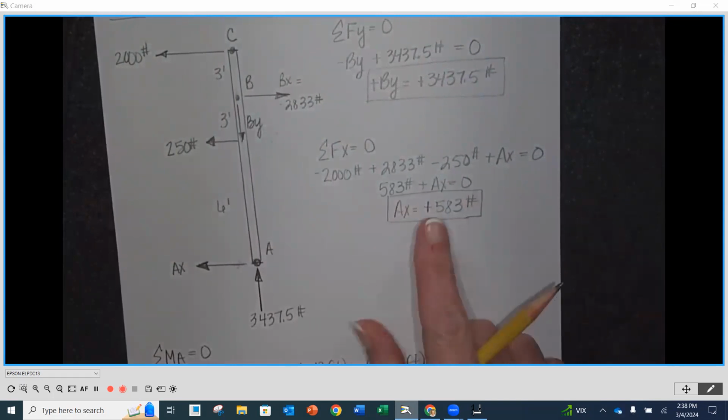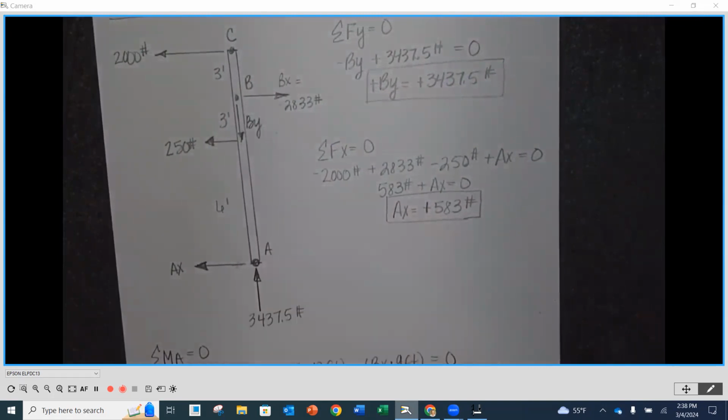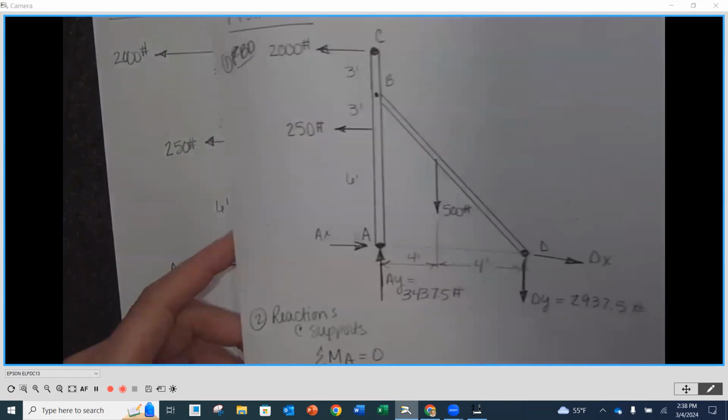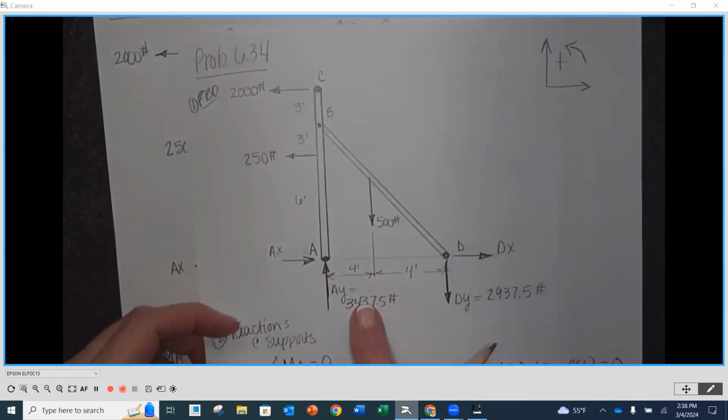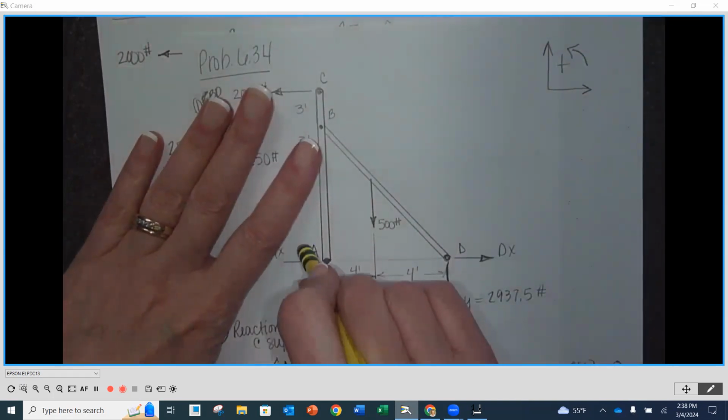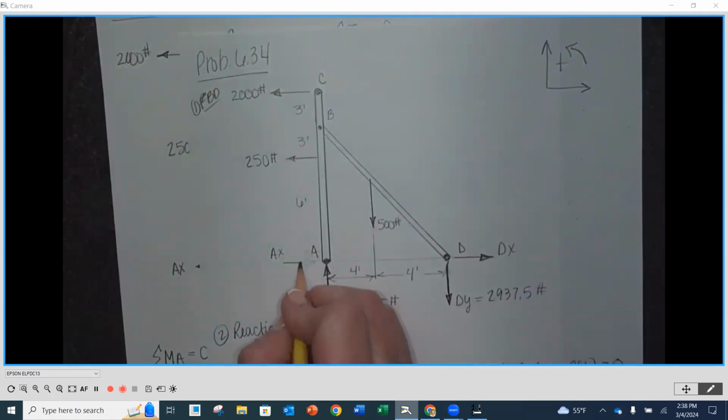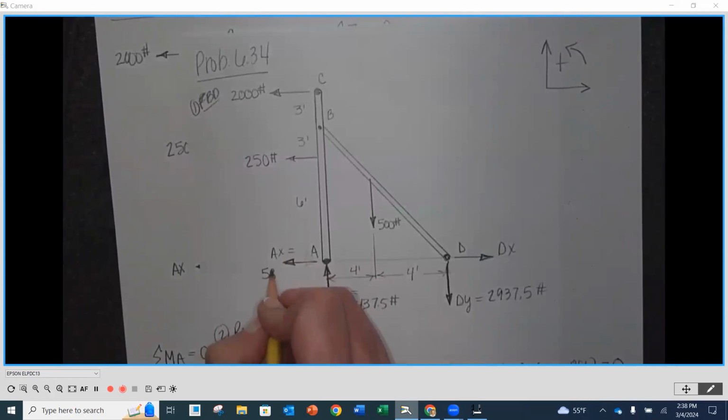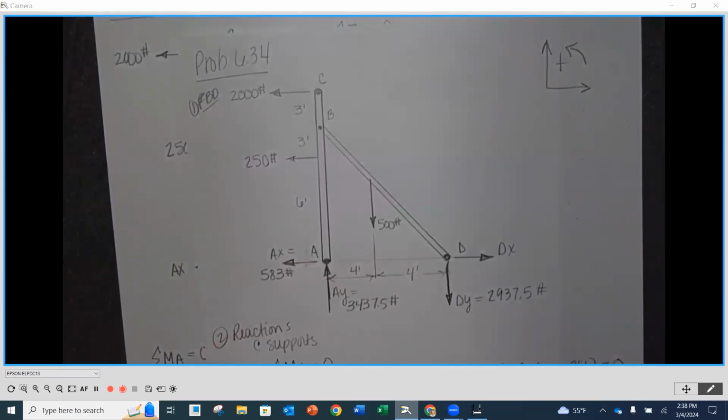Now, AX was one of our reactions at the supports on our put together free body diagram, okay? So what we need to do is go back and fill this in now. Over on our original first free body diagram, we're going to change the direction of AX here. We're going to make it go to the left. And now we can say that this is 583 pounds, right? We know that one.